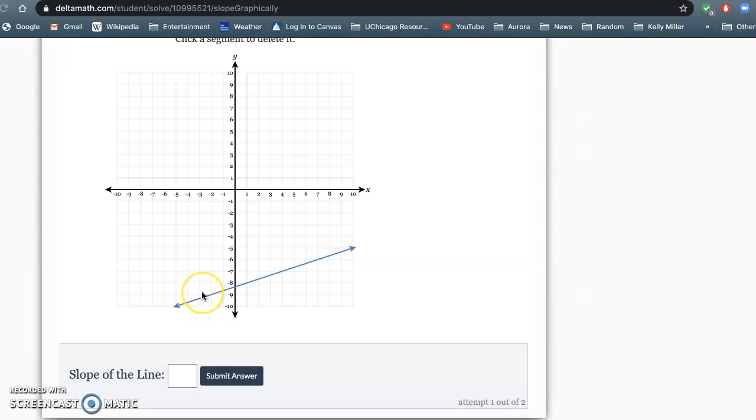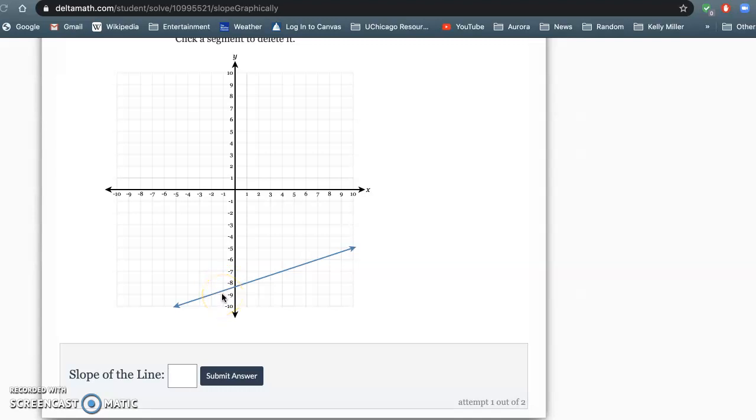In order to find the slope of the line, you're just looking for the change in how much it rises, the change in how much it goes up, over the run, how much it goes over. Now, when you're doing the assignment on Delta Math, you have to be very careful in that a lot of these points are actually fractions. Like this point right here is actually a fraction. It's in between -9 and -8.